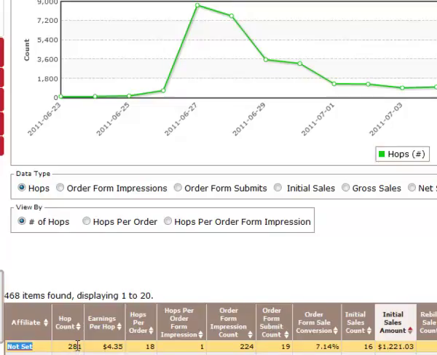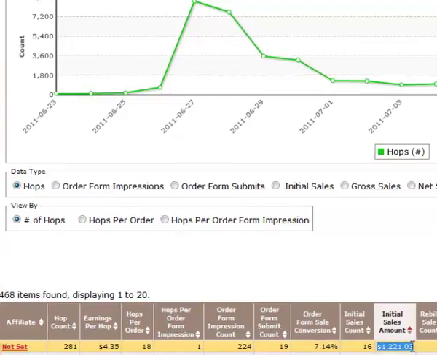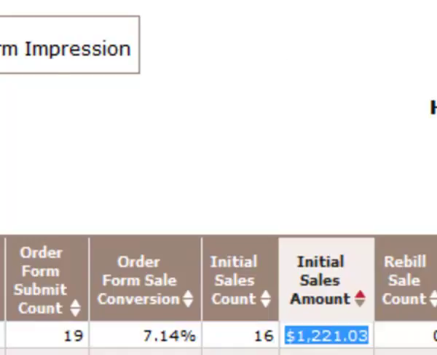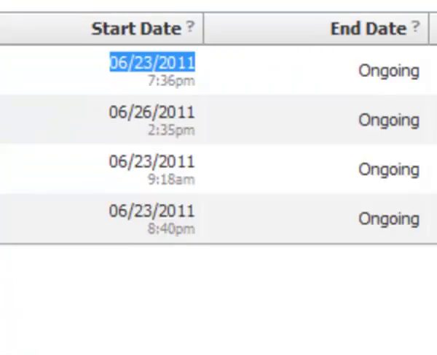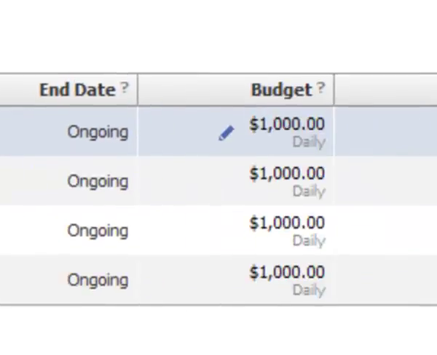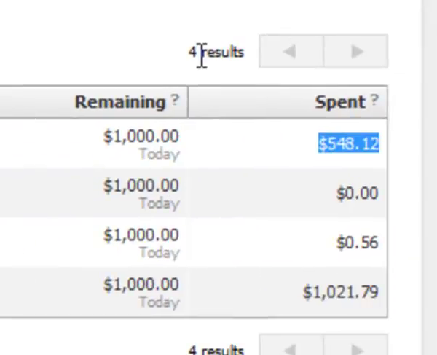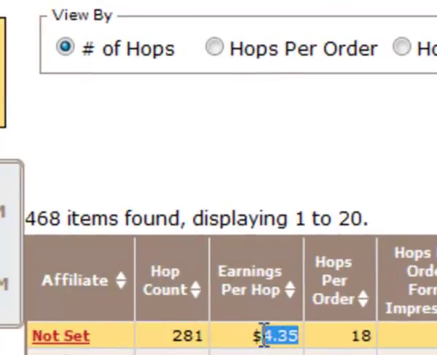So there's 281 hops there. My EPC was $4.35, and I made $1,200. Okay, go back to here. For this campaign, I spent $548. So if I were to get my trusty calculator out, and I go 1,221 minus 548, I netted $673 profit because of this campaign, and had an EPC of $4.35.